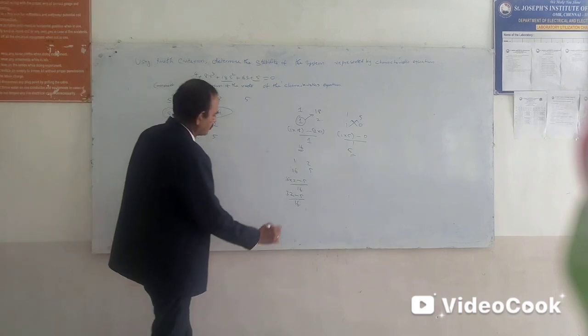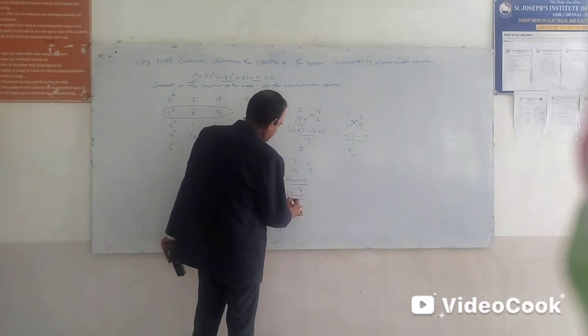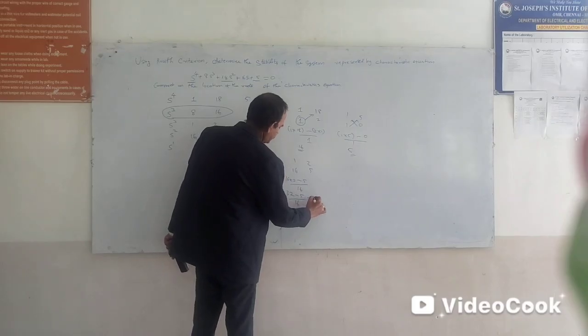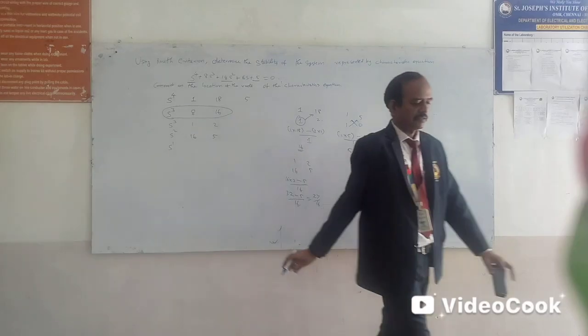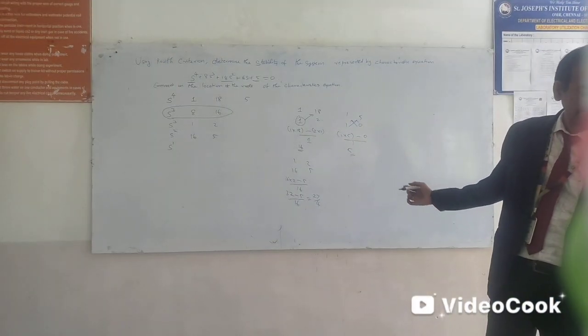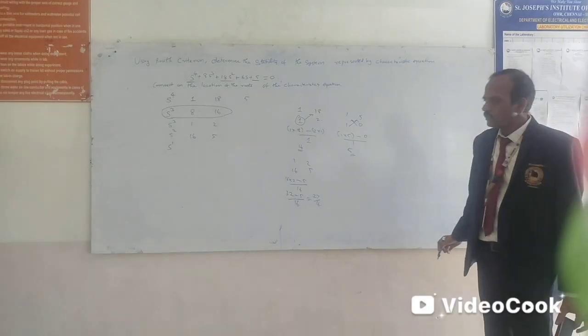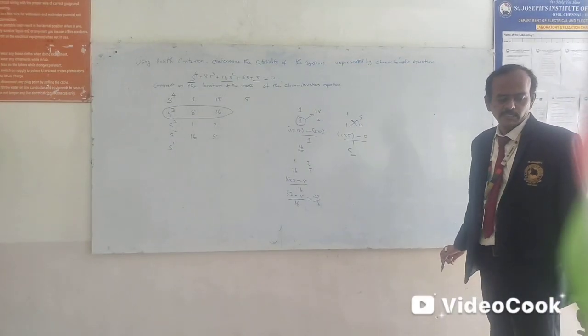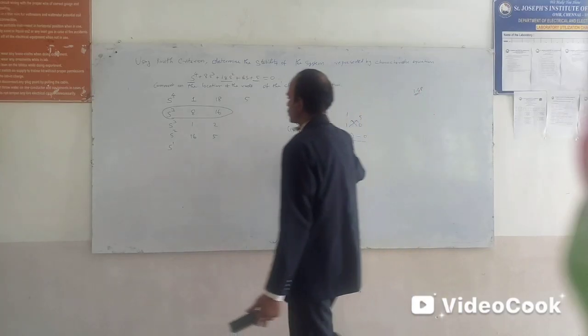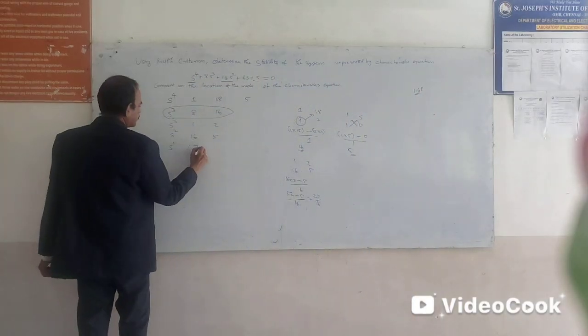So what is the answer? Check this answer. In the beginning, 27 by 16. Check this answer. For S power 1, what is the answer you are getting? 32 minus 5 by 16, that is 27 by 16, which is somewhat 1.68. Just round it up to 1.7.